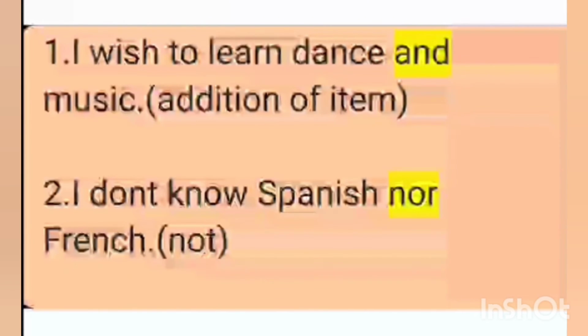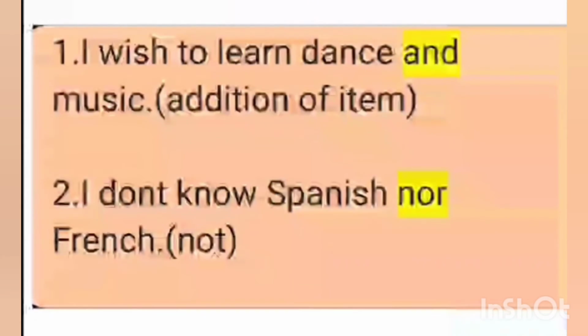Now the second one, I don't know Spanish nor French. Here the sentence is a negative one. That is, I don't know Spanish, I don't know French. So here we are telling that I don't know Spanish nor French. The meaning is I don't know both of the languages. So we are clubbing those two sentences into one using the conjunction nor.